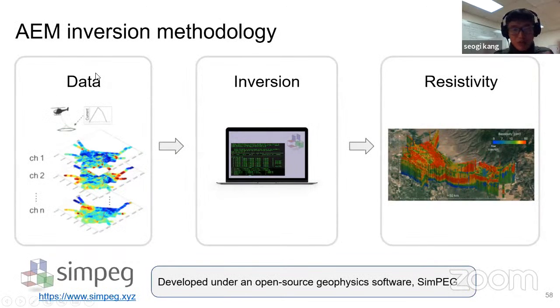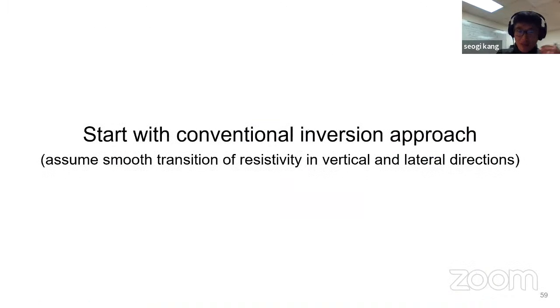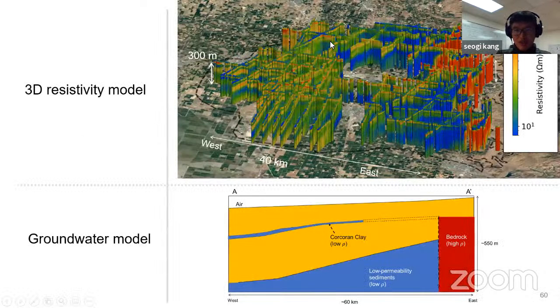The technology we're using: we measure the Airborne EM data, which is about 50 maps like this over a large area. But what we want to find is a resistivity distribution that can fit this large amount of data, and this technique is called inversion. I developed this technique under an open source geophysical software called SimPEG, which Leo mentioned in the beginning. And if we use a conventional inversion approach, that's the image that you can obtain.